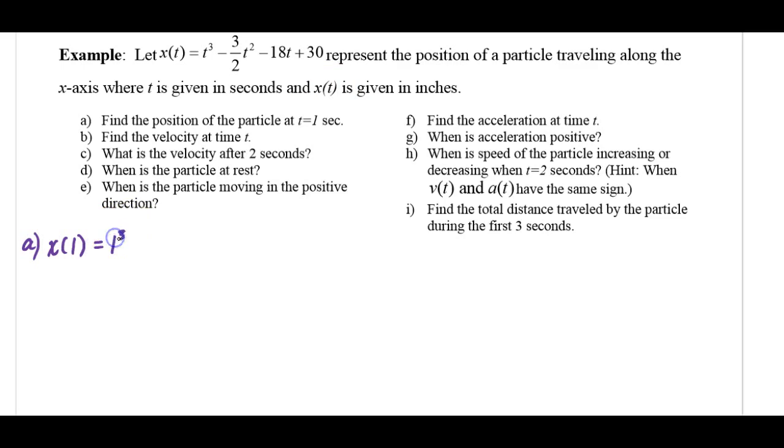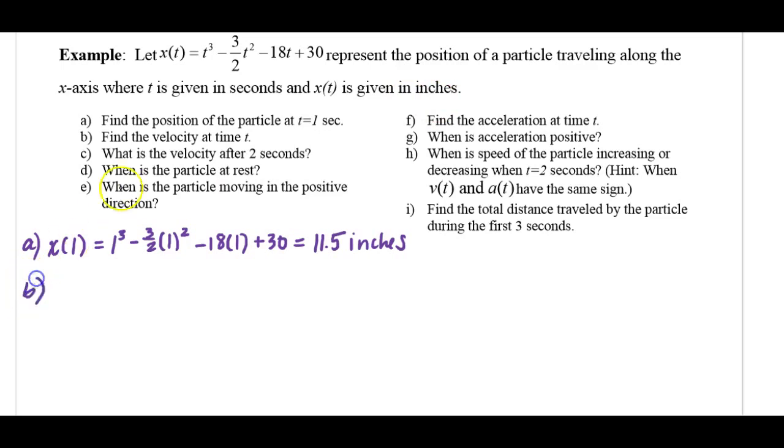So I'm going to plug in 1 everywhere there's a t. So 1 cubed minus 3/2 times 1 squared minus 18 times 1 plus 30. And I'm going to skip the arithmetic here and tell you that this is 11.5 inches, because remember that x of t, so x at any time, is given in inches.